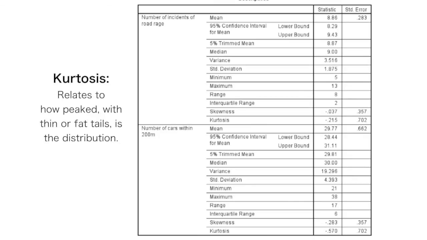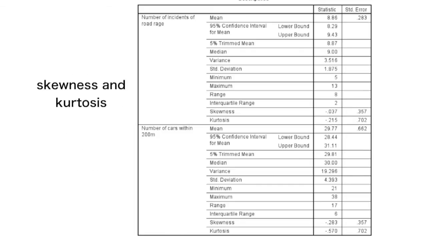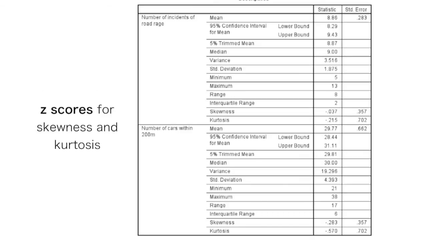Kurtosis relates to how peaked the distribution is, with thin or fat tails. So the more that these depart from zero, the less normal the distribution is. Now, dividing skewness and kurtosis values by the standard errors, which are in the last column of the table, gives you the Z-scores for both skewness and kurtosis.